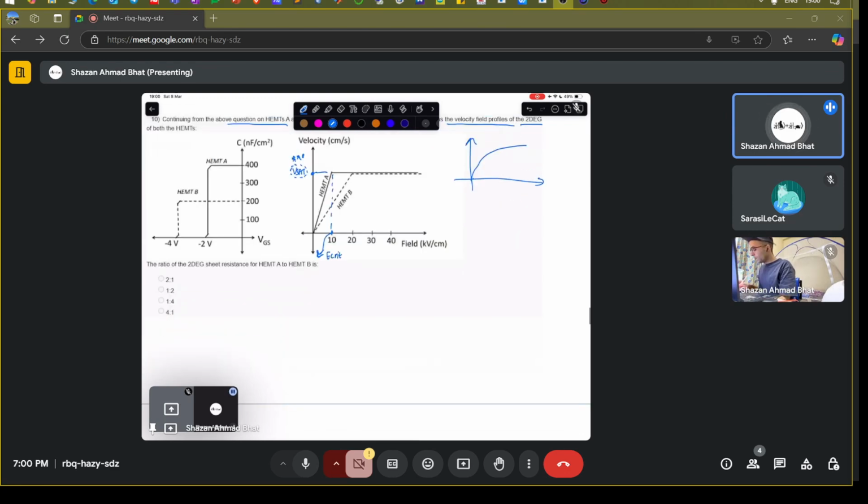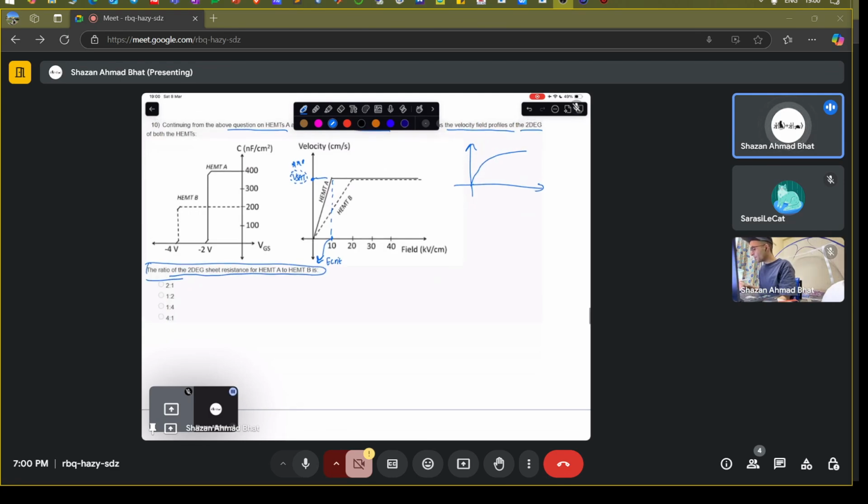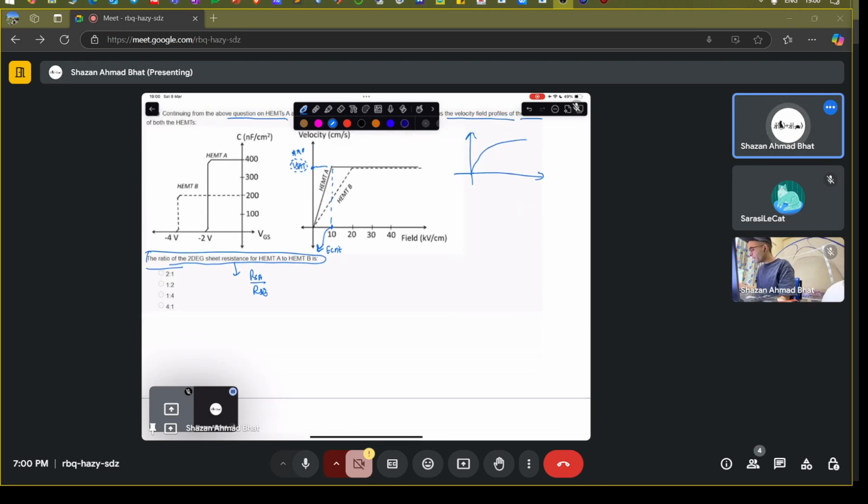The ratio of 2D sheet resistance. Now what is the sheet resistance? Now we have to see the 2D sheet resistance of, let's say, HEMT A versus the 2D sheet resistance of HEMT B. Let's talk about the concentration first. If we talk about the 2D concentration of A and 2D concentration of B, from this particular plot, what do we see? We see in A the critical velocity is reached earlier as compared to that of B. So you have a lower critical field here.